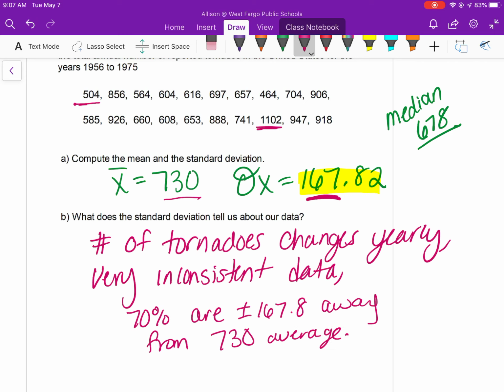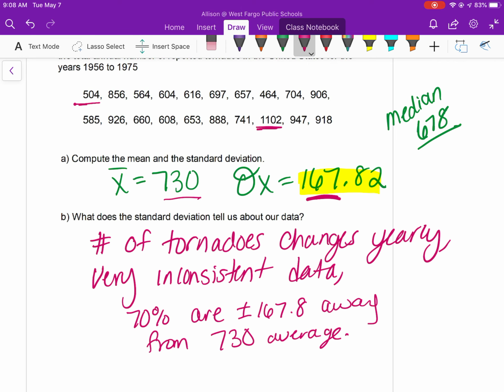So plus or minus 167 below and above, that's what 70% of those tornadoes happen between: 730 minus 167 and 730 plus 167. So between 890 and 670 would be 70% of the tornadoes in that set of data. So it kind of gives you an idea.